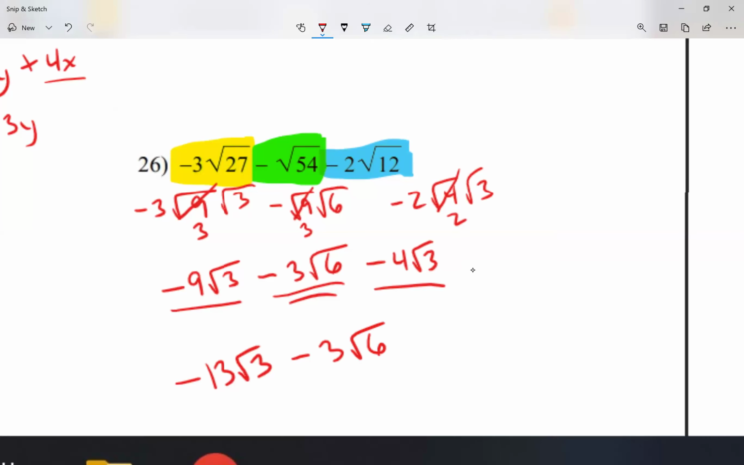I can write this easily if this was on paper. But now for our homework, the way I'm going to type this will be negative 13 RAD for radical, open and close parentheses. Inside the parentheses, I'm going to have a 3. So negative 13 radical 3 minus 3 RAD for radical, open and close parentheses. Inside the parentheses, I have a 6. So I have negative 13 radical 3 minus 3 radical 6.